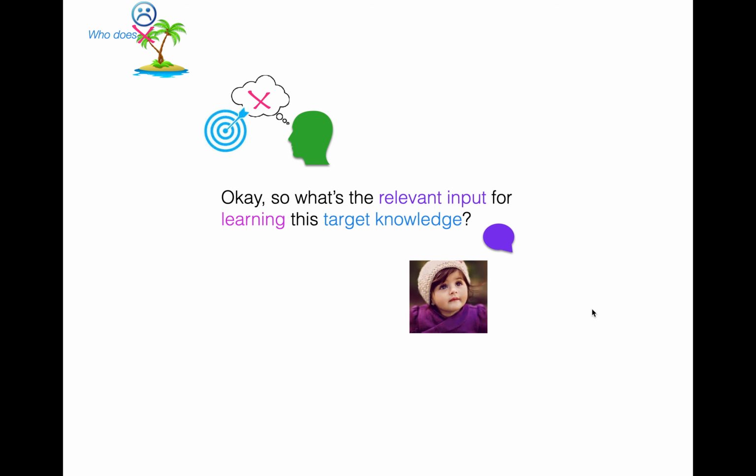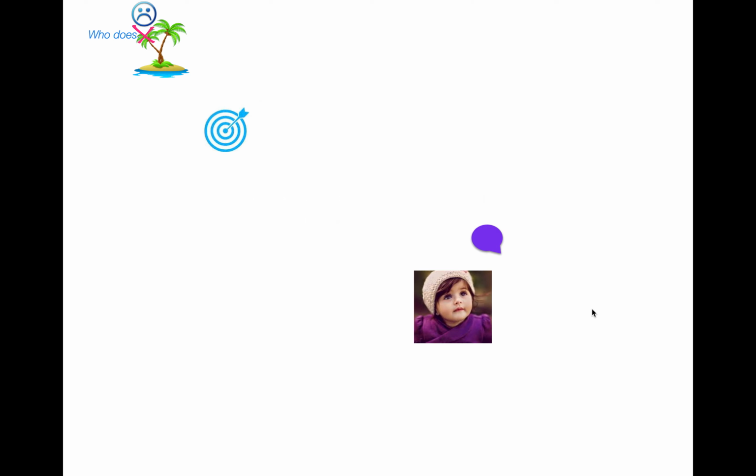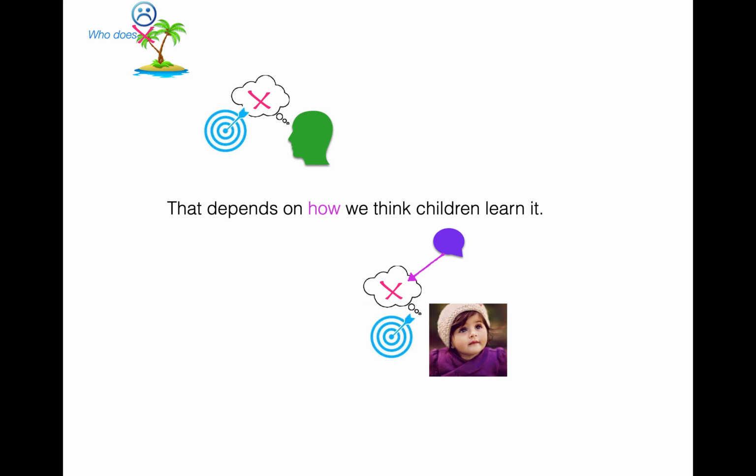So now, what's the relevant input for learning this target knowledge that's going to allow us to make those acceptability judgments for different types of WH dependencies? That depends, of course, on how we think children learn it, what part of the input matters.